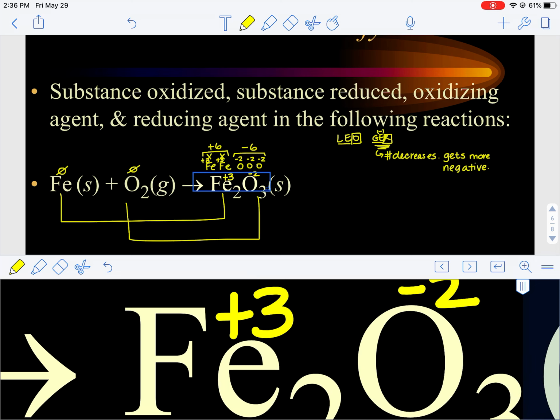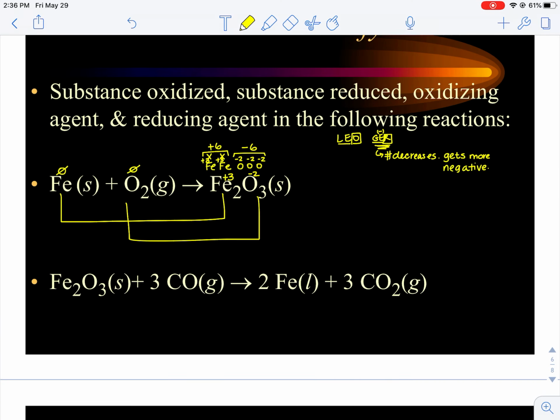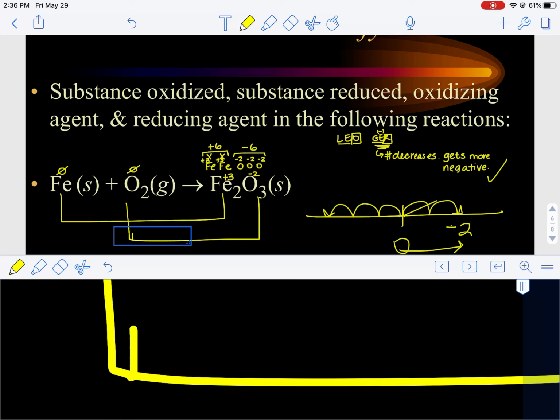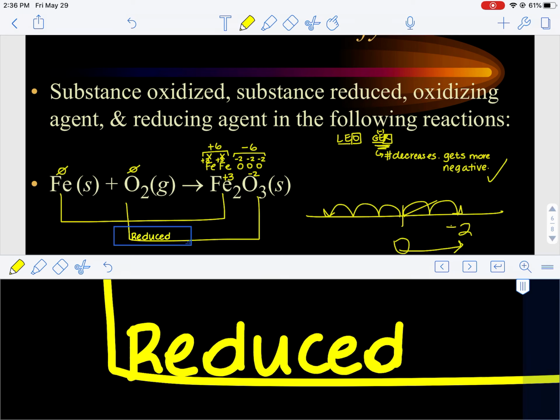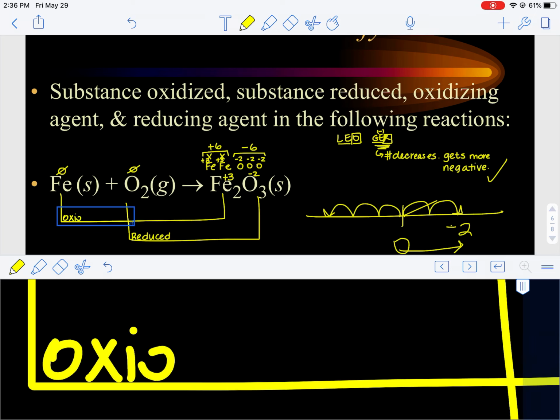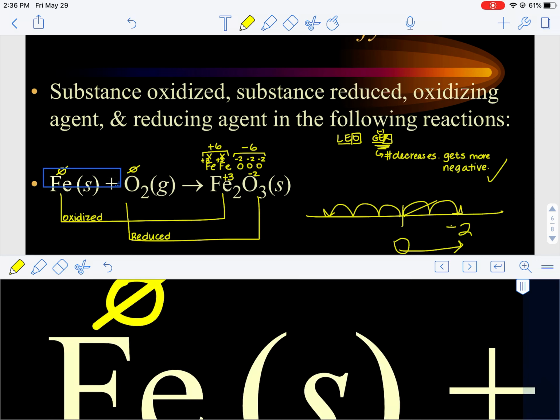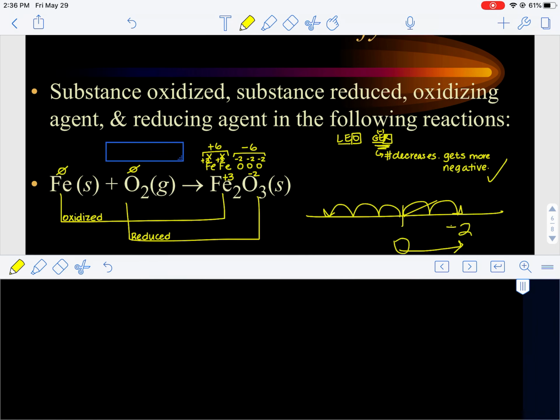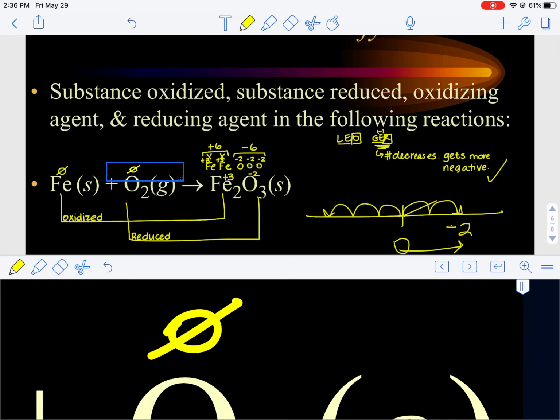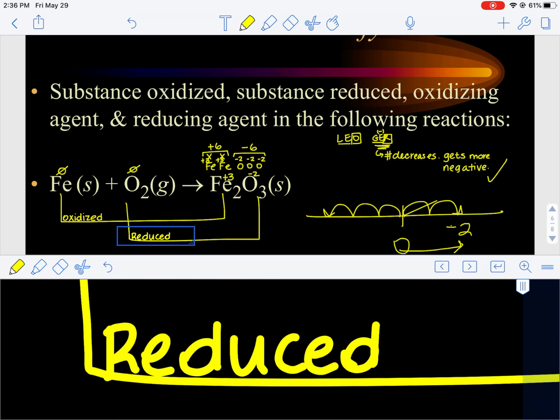So when I look, going from 0 to positive 3, or 0 to negative 2, maybe I even need a number line. Here's my 0. Going from 0 to positive 3 on one of them, 0 to negative 2 on the other. This change from 0 to negative 2, that's the one that's getting more negative or decreasing. In other words, this is the one that's being reduced. The other link, the iron, that must be the one that's oxidized. And as you look at it, its number is getting more positive. Right? It's losing its electrons, Leo. Oxygen is getting more negative, it's gaining electrons, reduced.